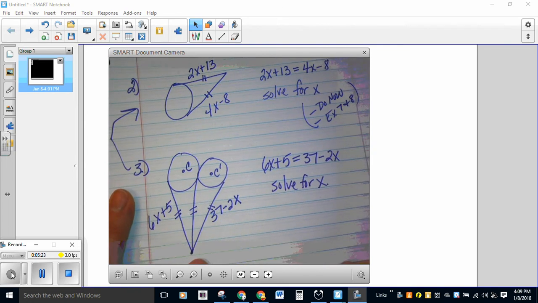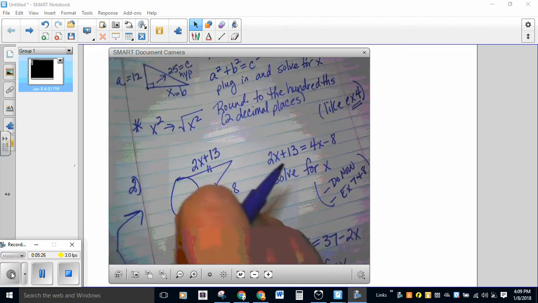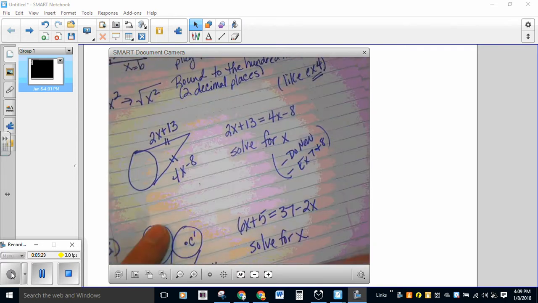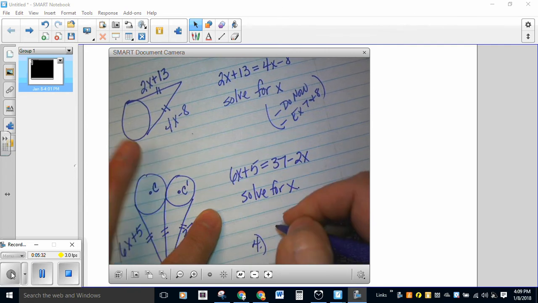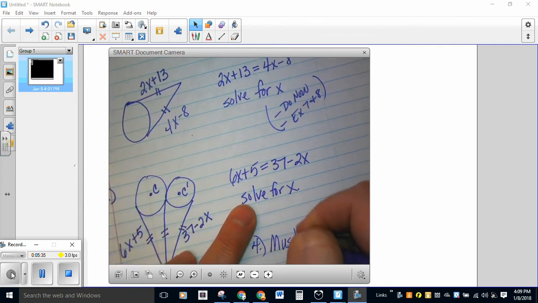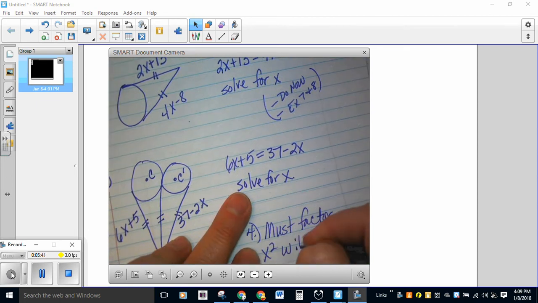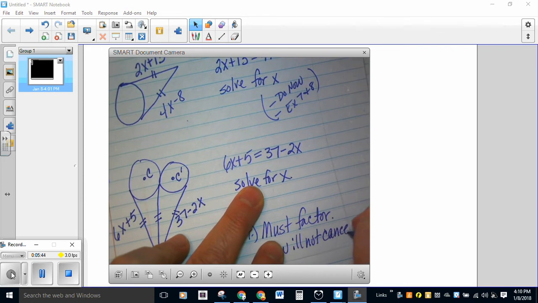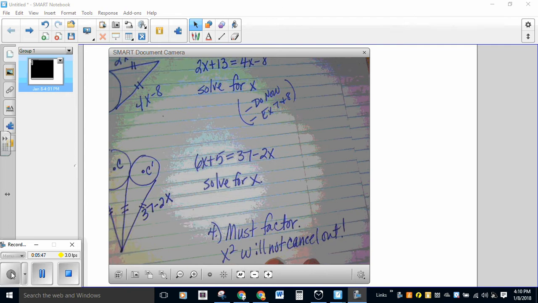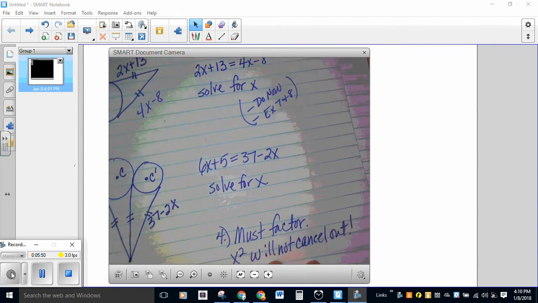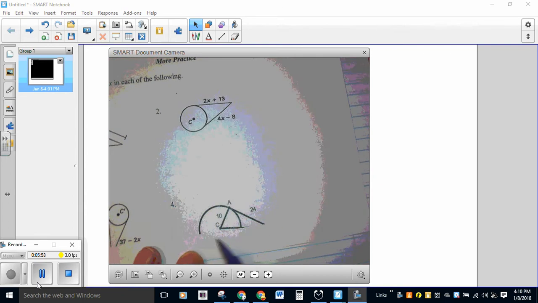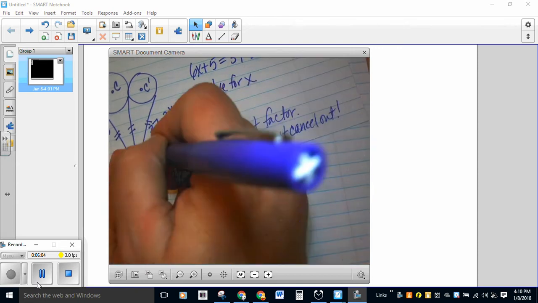Okay? Number 4, I'm not going to go over because it's worth 20 extra points, but I can tell you that on number 4, you're going to need to factor. X squared will not cancel out. Okay, and that's the only hint I'm going to give you because it's worth 20 extra points, but you must show all of your work in order to get extra credit for that. Okay, and in case you didn't get this part for your circle, it'll be on the sheet that I'm going to attach, but just in case, it looks like this.